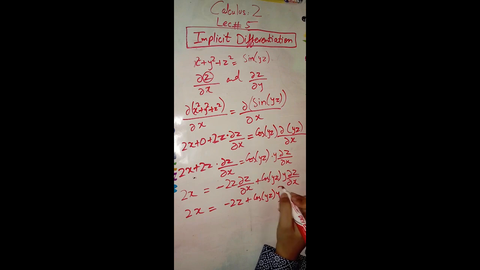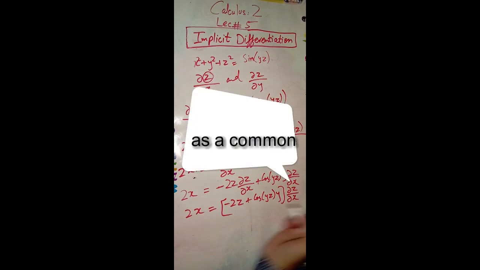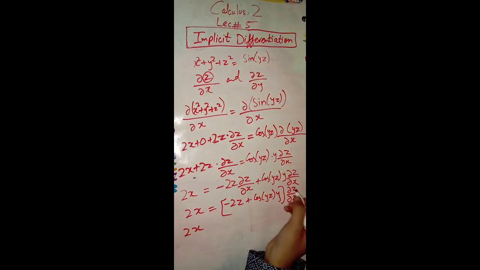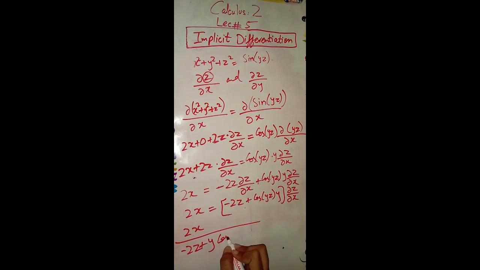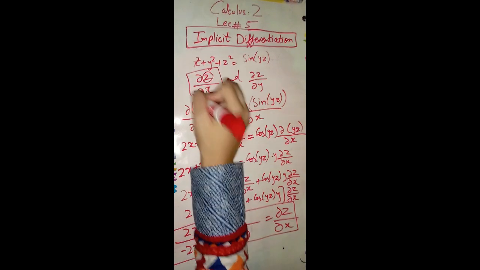So 2x is equal to minus 2z plus y cos yz, times partial of z by partial of x, which we take as common. Here this is in multiplication, so on the other side it will be in division. So 2x divided by minus 2z plus y cos yz is equal to partial of z by partial of x. This is our final answer, which we had to find: partial of z by partial of x.